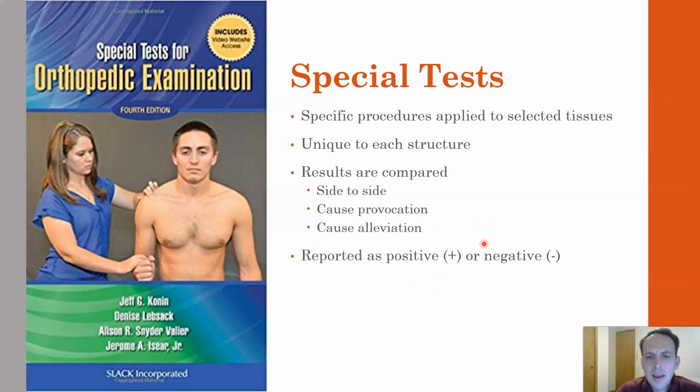And these are reported as positive or negative, right? And these can be similarly described based off of whether it's positive or negative according to what is expected from that result. Some special tests or selected tests are positive or negative for multiple things. So you might need to say this was positive for instability or positive for pain, but it will describe specifically what is positive within each one.